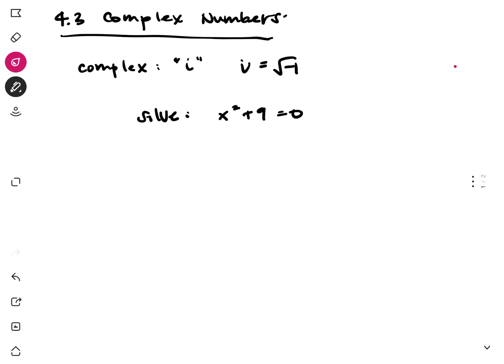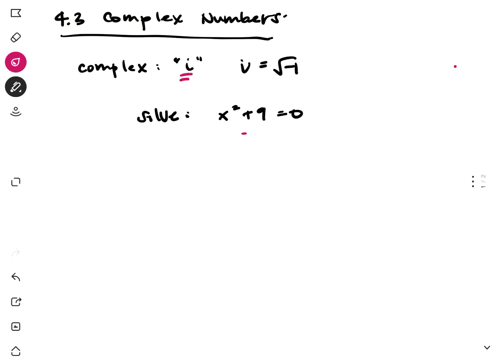Back today, we're looking at 4.3 complex numbers. Just to review from Algebra 2, complex numbers involve i, and we know that i is the same thing as the square root of -1. So, for example, if we're trying to solve x squared plus 9 equals 0, right?